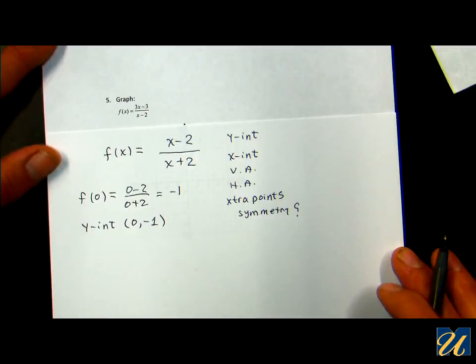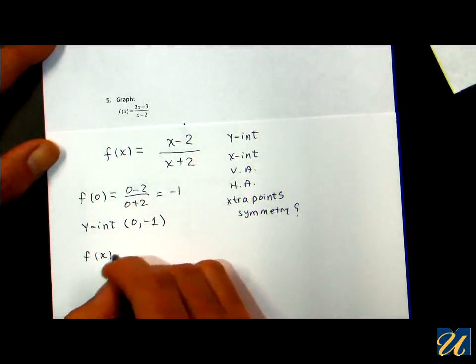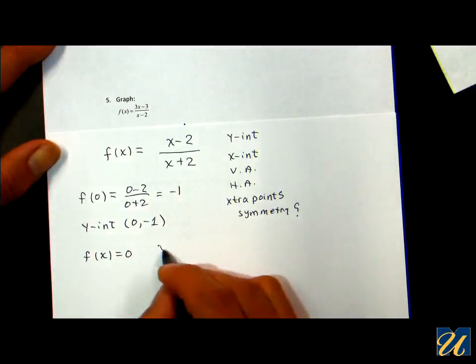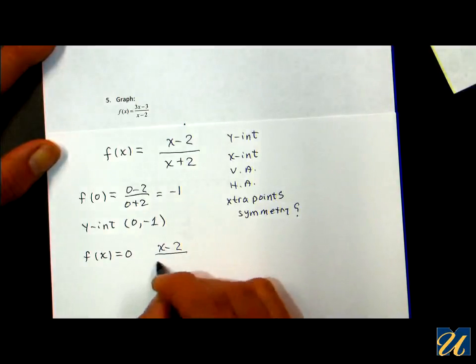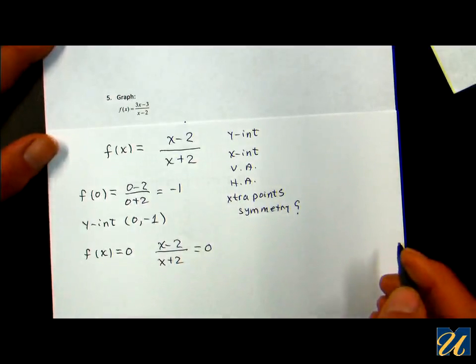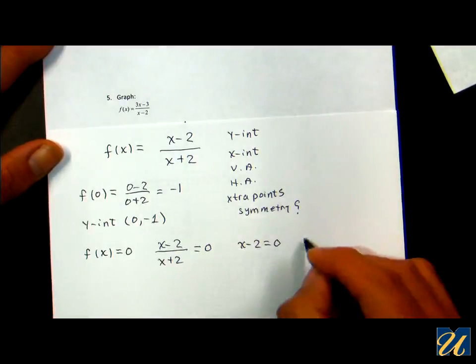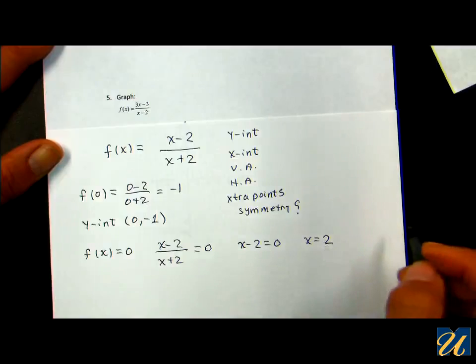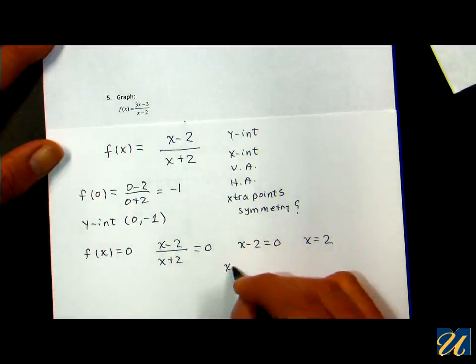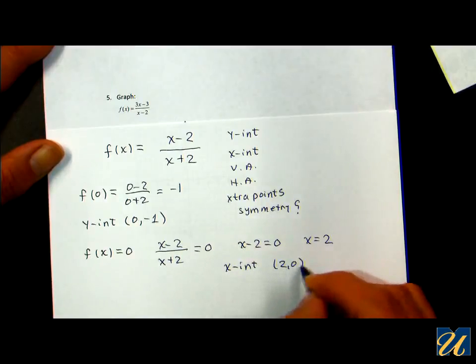Let's get the x-intercept. X-intercepts are where the function is equal to 0. So where is (x minus 2) divided by (x plus 2) equal to 0? The only way a fraction can be 0 is if the numerator is 0, and that yields x equals 2. So we have an x-intercept at (2, 0).